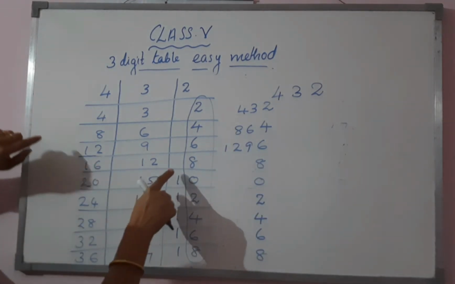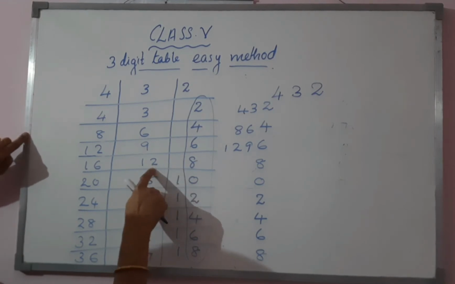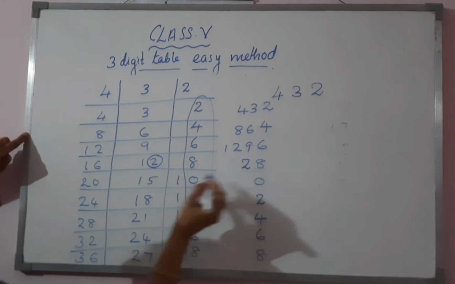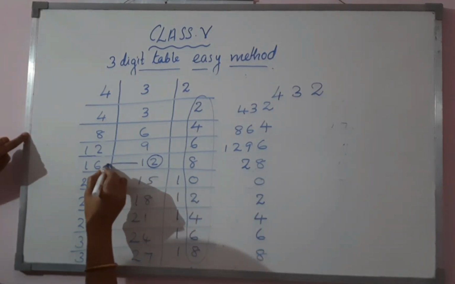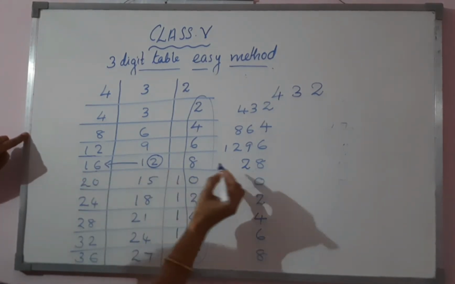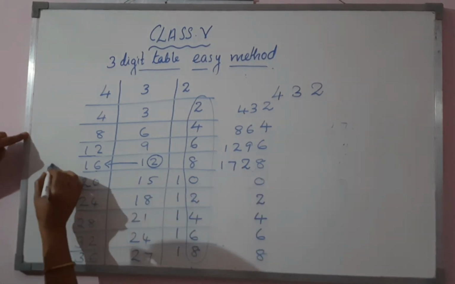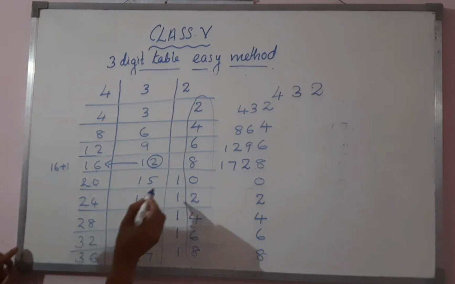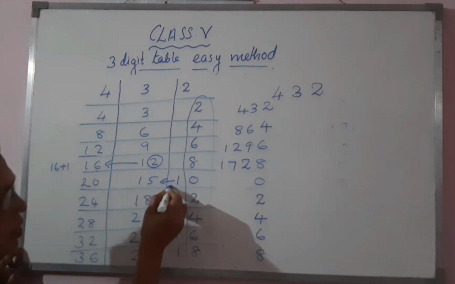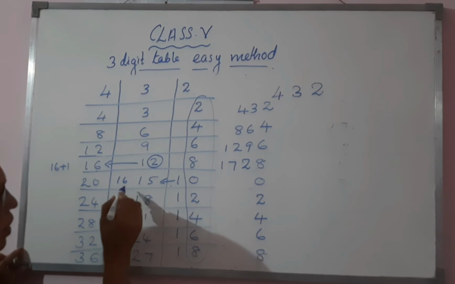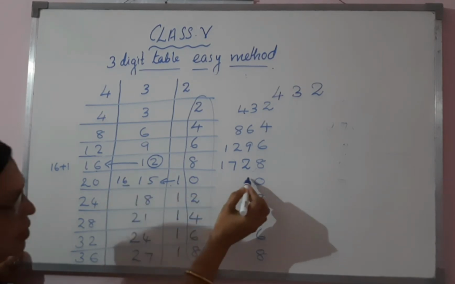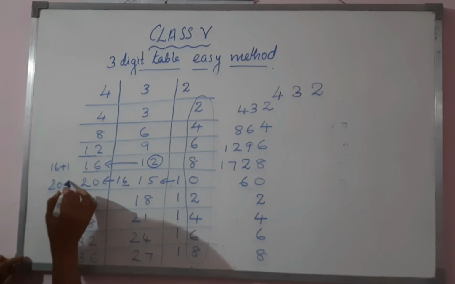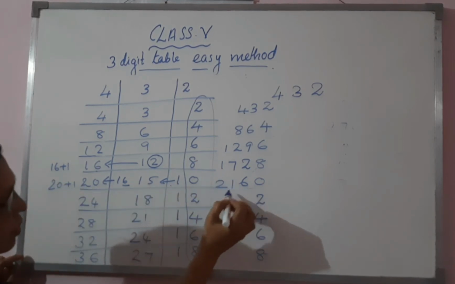Now here there is no tens digit. So what can we write? This ones place digit we can write second. This one we have to carry here. When we are carrying, 16 plus 1 is equal to 17. Now this one we should carry here. So 15 plus 1, what are we getting? 16 we are getting. In this 16, 6 I am taking. This one I am carrying here. So 20 plus 1 is equal to 21.